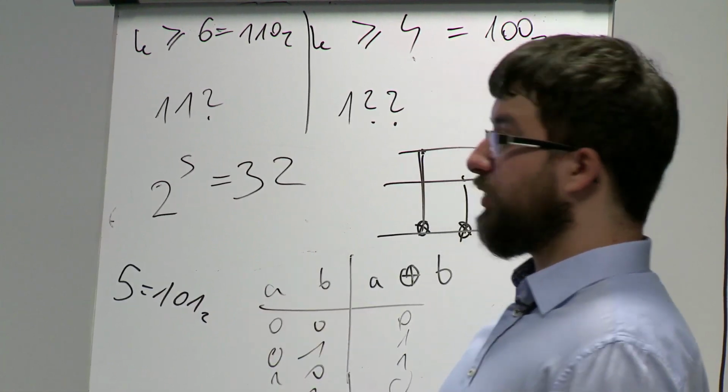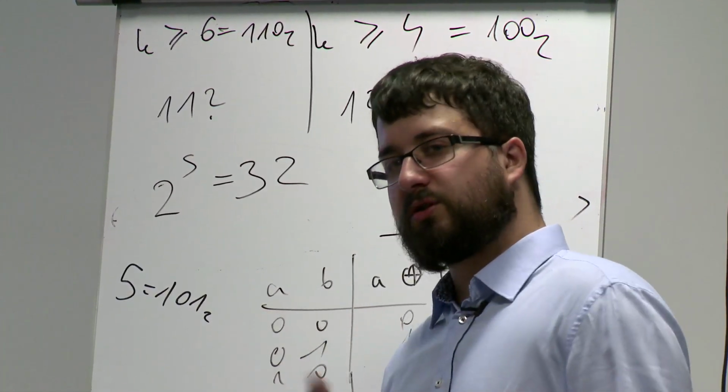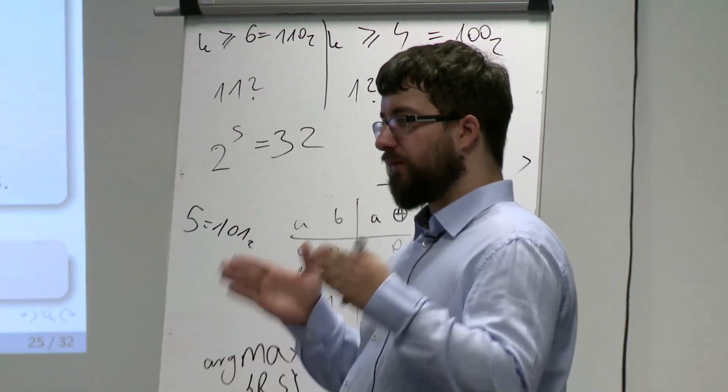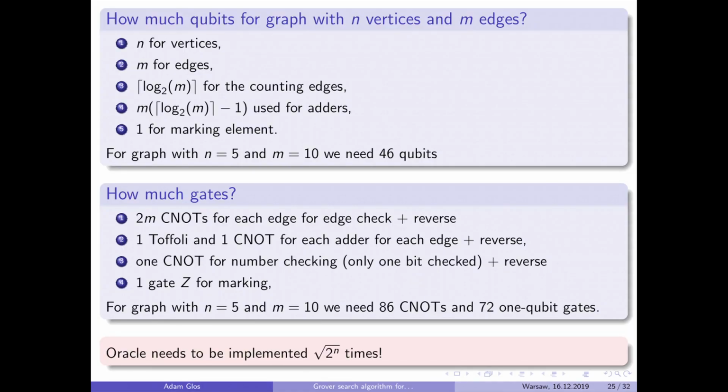There's another thing, because for quantum computation we also need to count our gates, because we can only perform very short computations. So we need 2 MC nodes for all edges. Actually, not for each edge. Plus extra for undoing our operations. Here, we need 1 Toffoli gate and 1 node for each edge, for each bit, which is actually a lot.